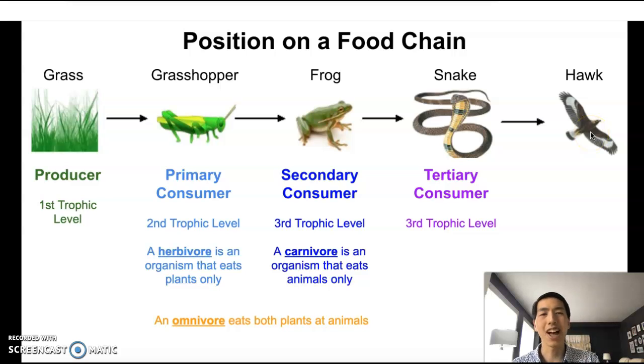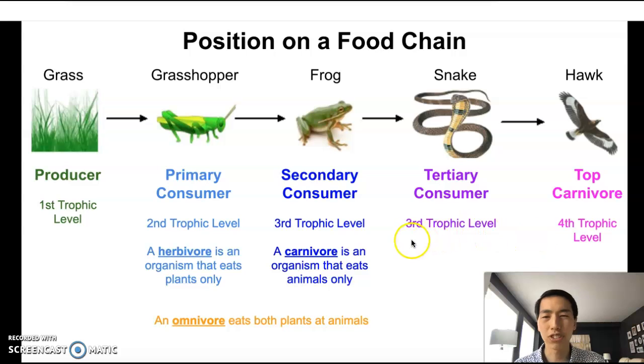And then finally, we get to the hawk. The hawk is the last thing in this food chain. It'll eat the snake. But you know what? The hawk is so powerful in this food chain that nothing will eat it. So we call that a top carnivore. If it's at the top of the food chain and nothing can eat it, while it's alive at least, then we call it a top carnivore. And for the trophic levels, we just follow from the one previous. So it's the 4th trophic level for the hawk.